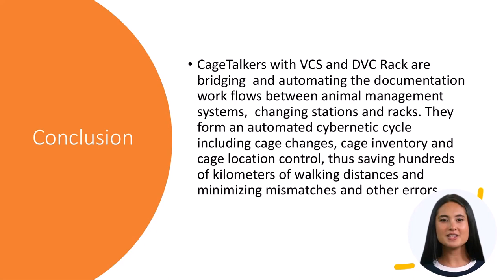Conclusion: cage talkers, virtual changing station, and DVC rack are bridging and automating the documentation workflows between animal management systems, changing stations, and racks. They form an automated cybernetic cycle, including cage changes, cage inventory, and cage location control, thus saving hundreds of kilometers of walking distances and minimizing mismatches and other errors.